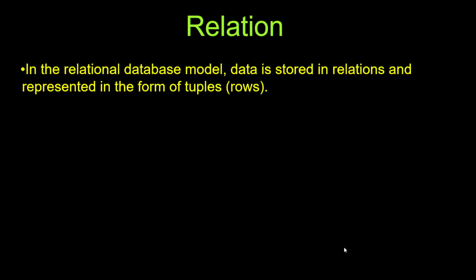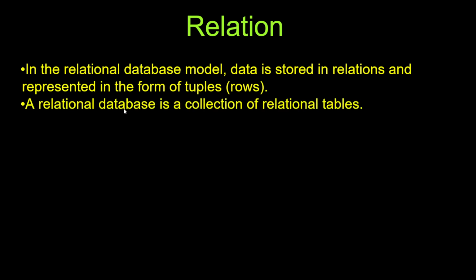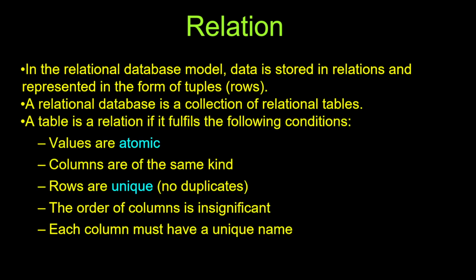Okay, so look at relation. In a relational database model, which we will talk more about later, data are stored as relations and represented in the form of tuples. It's basically a collection of relational database tables. What exactly is a table relation? You must fulfill the following: values are atomic, columns are the same kind, rows are unique, order of columns is insignificant, and each column must have a unique name. Let's look at an example to explain it.